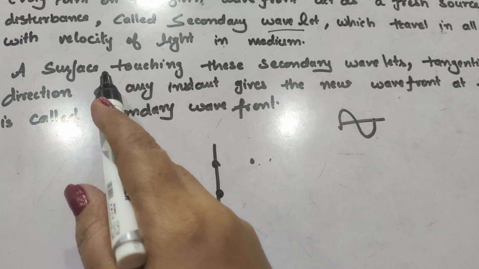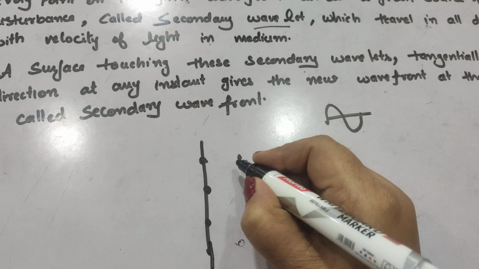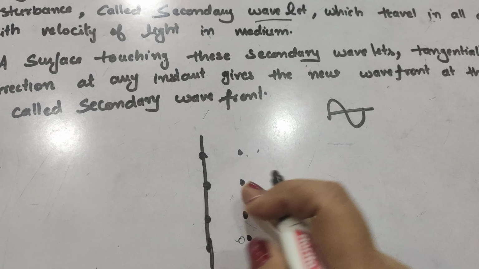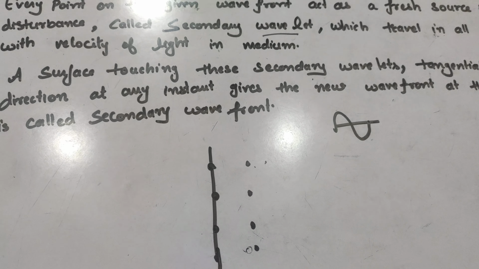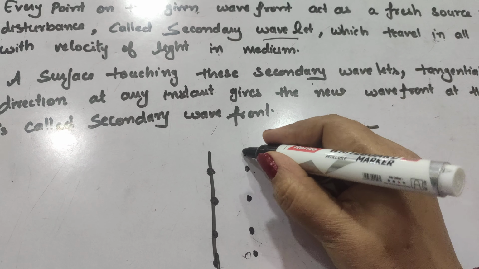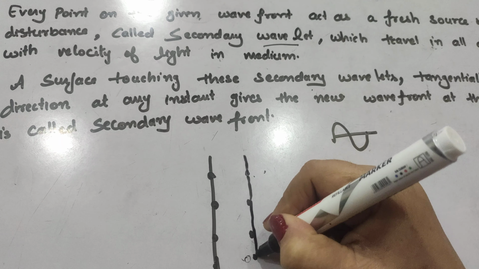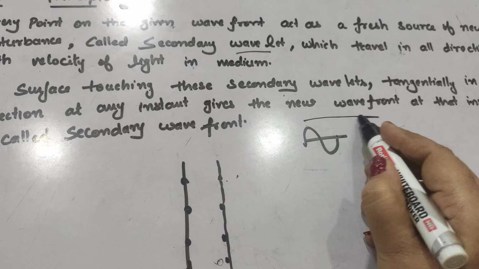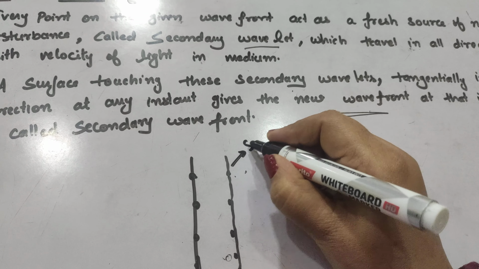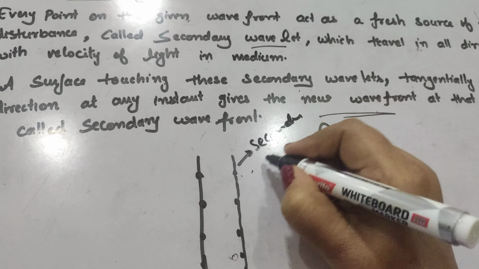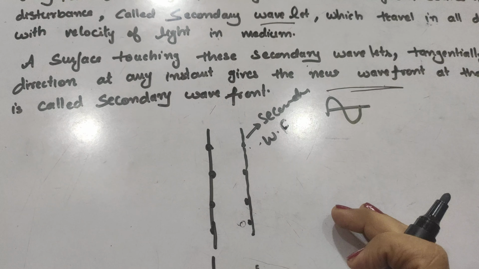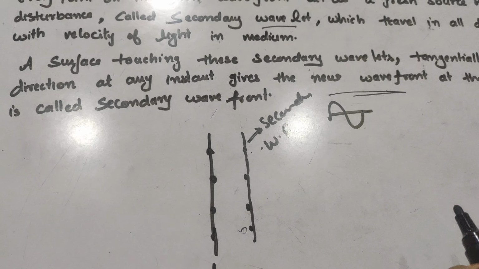Now next is the surface touching these secondary wavelets. Let us consider these are the secondary wavelets which are produced by the disturbance due to these particles. So a surface which is touching these secondary wavelets is known as the new wavefront, which is known as the secondary wavefront. Now the question is how to draw these secondary wavefronts.